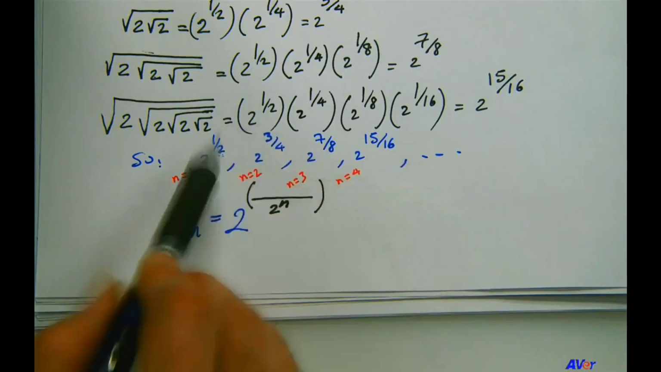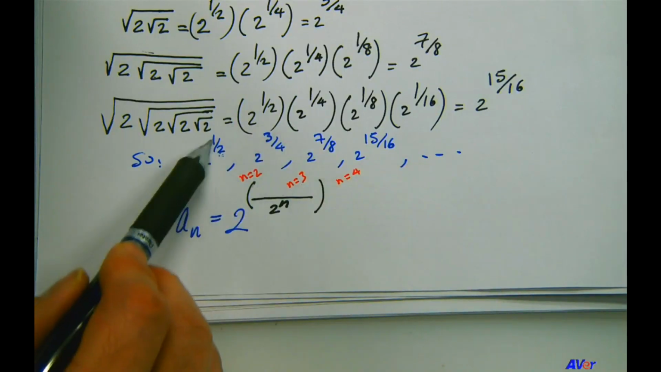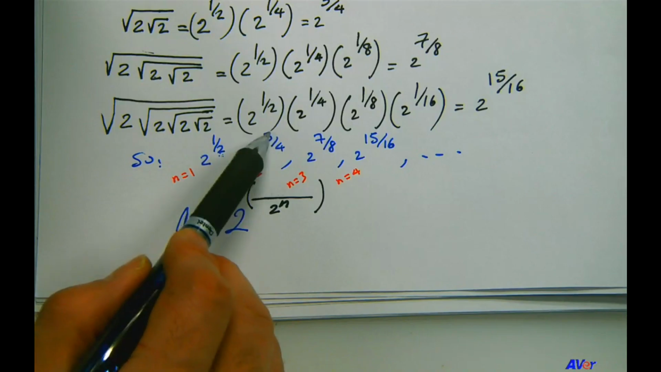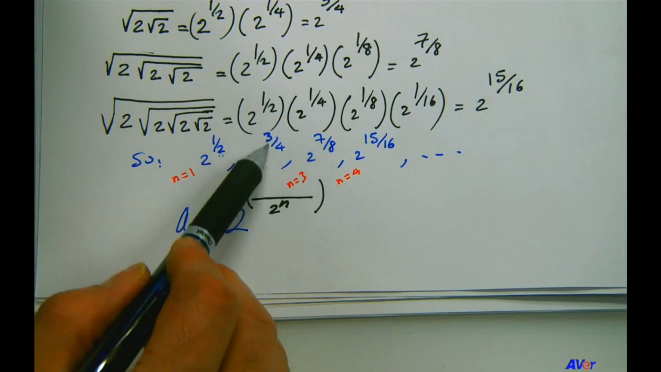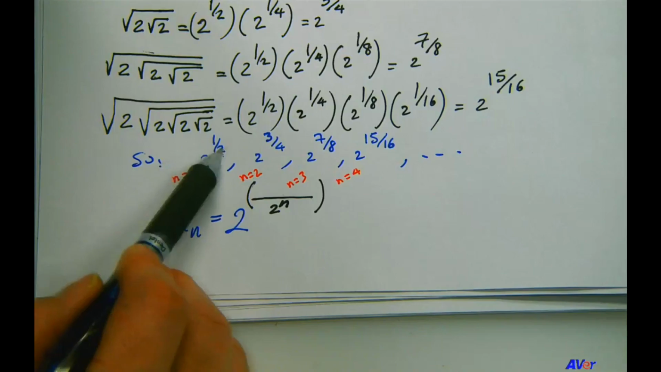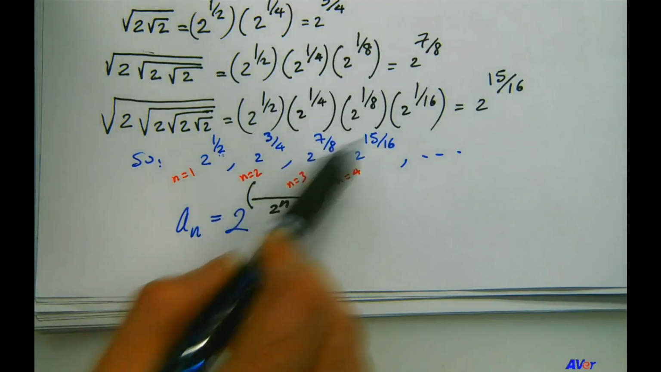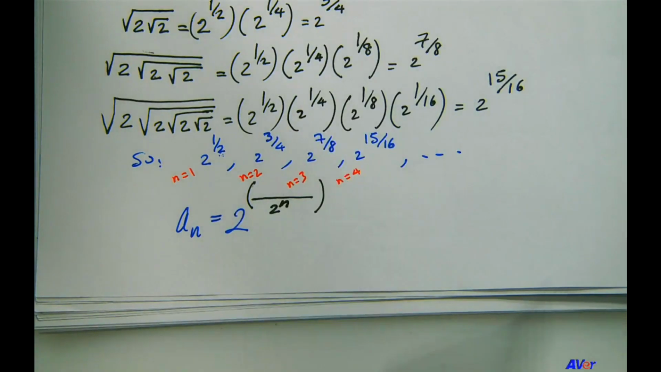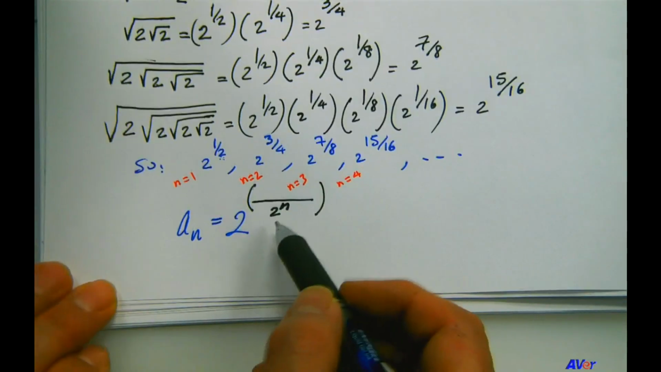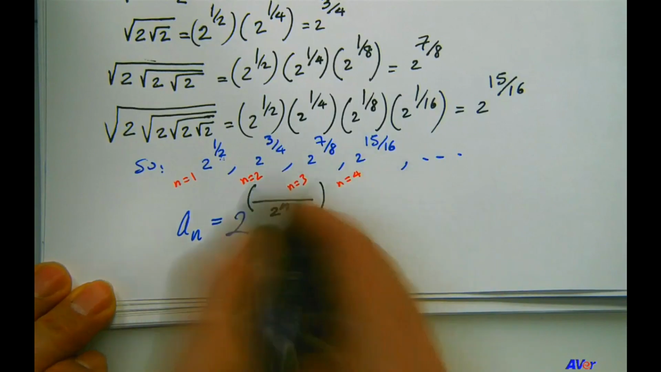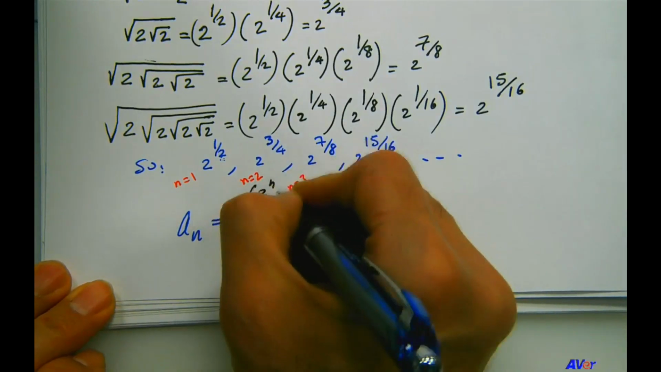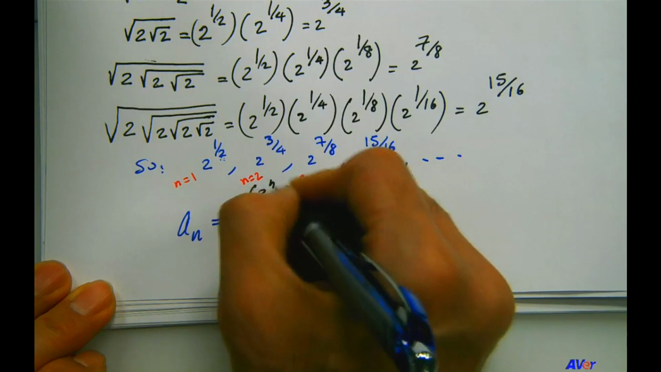But if you compare the denominator with the numerator, the numerator is always 1 less than the denominator. So 1 is 1 less than 2. 3 is 1 less than 4. 7 is 1 less than 8. 15 is 1 less than 16. Great. So we can say the same thing, but minus 1. 2 to the n minus 1. And we're done.